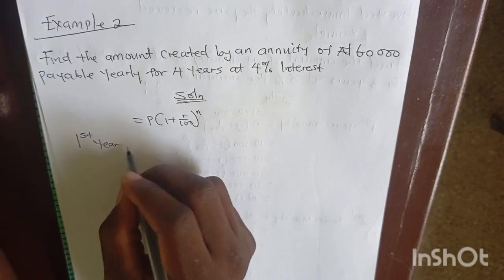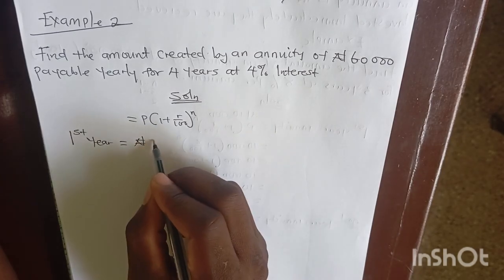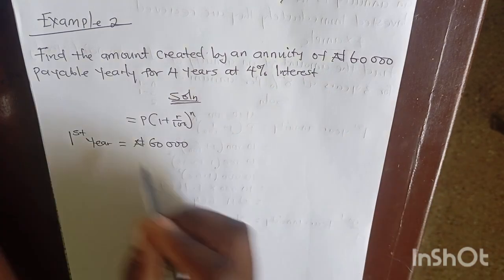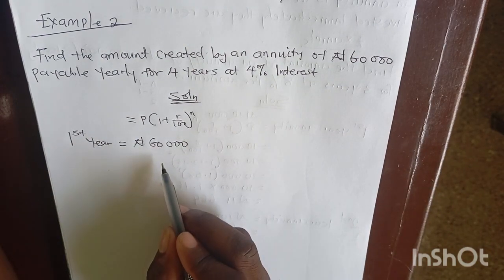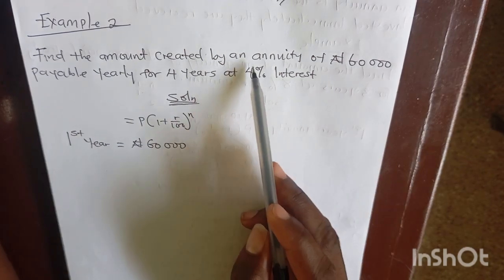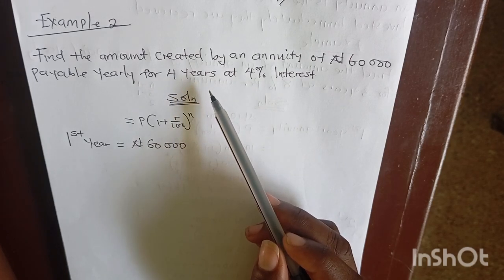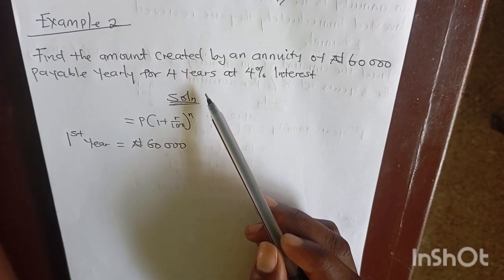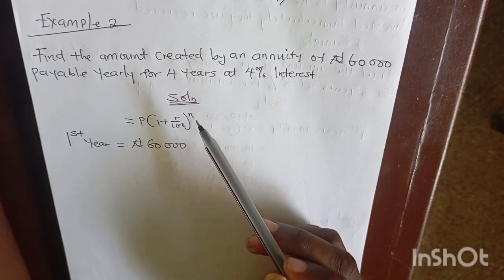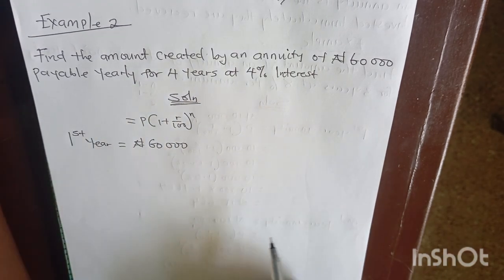For the first year, what is the amount we are dealing with? We have 60,000. After this, the first thing we'll do is substitute. As I said earlier, if we have 4 years, with this formula we apply 3 years. That means we do the first year, second year, third year, then we stop there, because the annuity is being paid at the end of the first year.